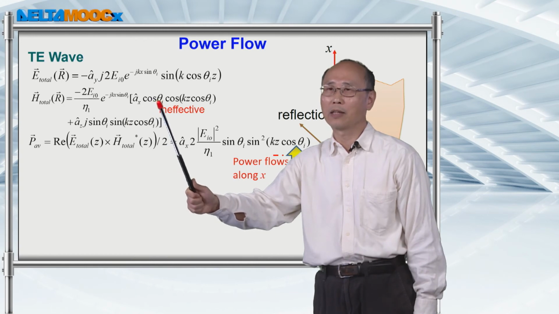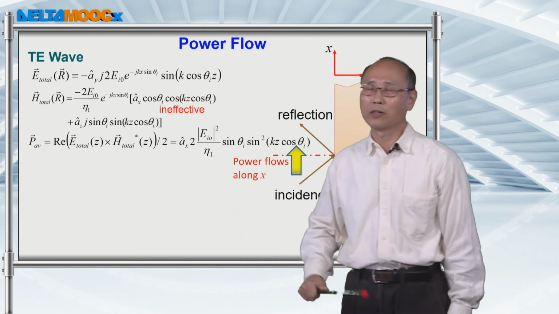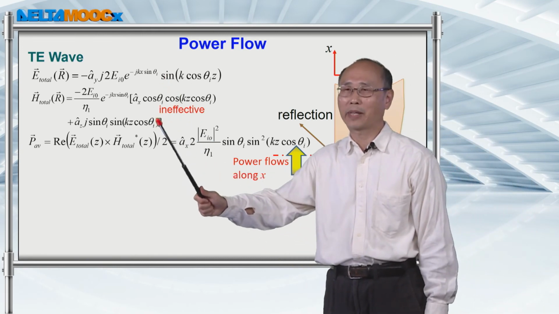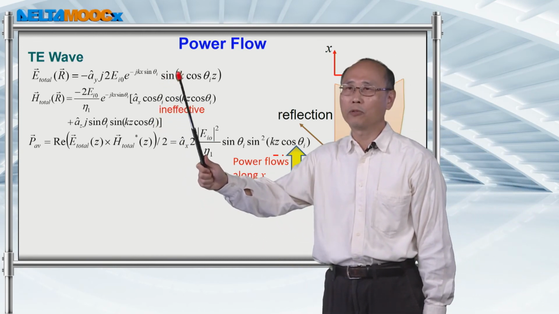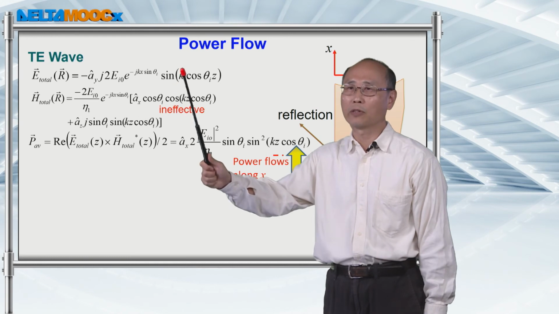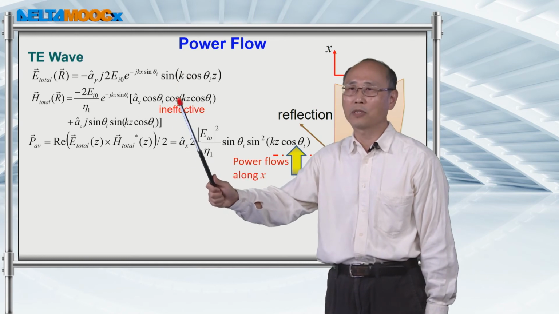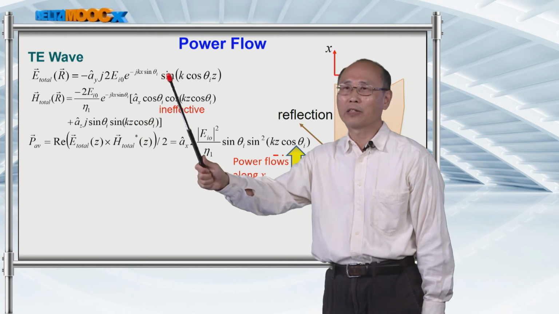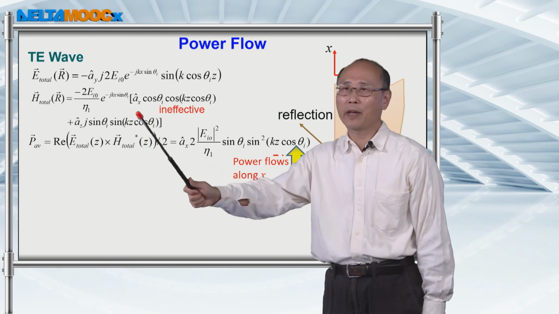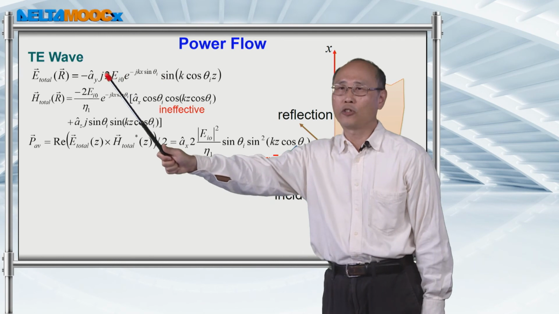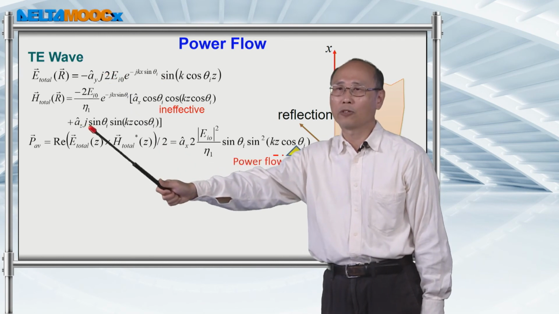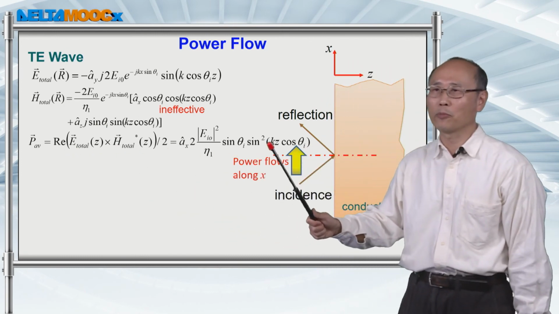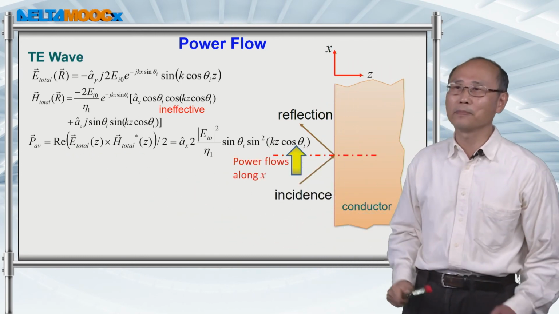And there's no j in front of the other one. So it turned out that the multiplication of these two is just a pure imaginary number. So the multiplication of these two terms will give you nothing. The power flow will come from the multiplication of this term and this term. Because this j and j multiplication will give you -1, and when you take the real part of it, you'll come up with some value here.